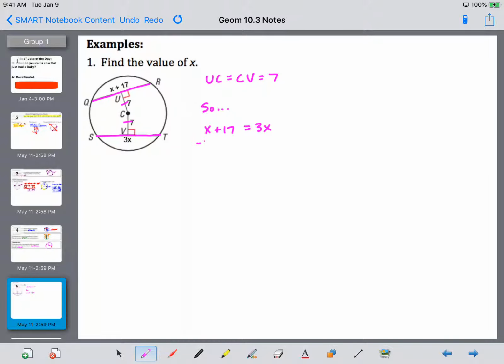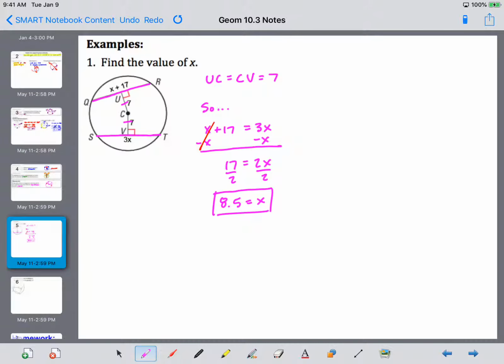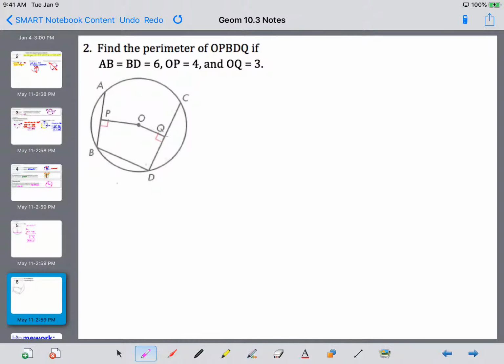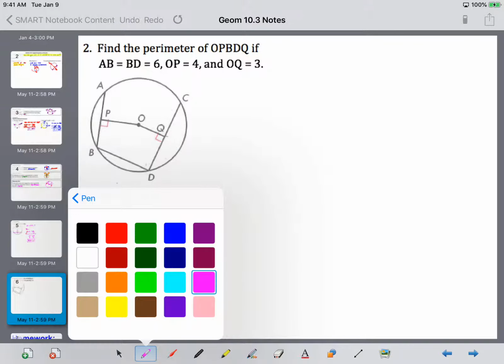So we can solve that by subtracting x from both sides. These cancel, and we get 17 equals 2x. So if we divide by 2, we'll get 8.5 for x. All right, not too bad. In our last example, this one is a little bit tricky. They are missing a piece of information, so go ahead and add this in.